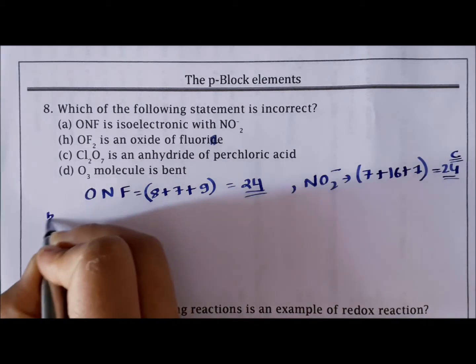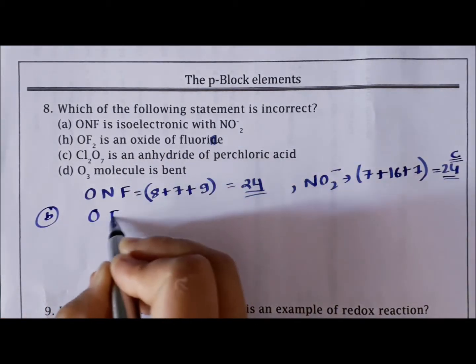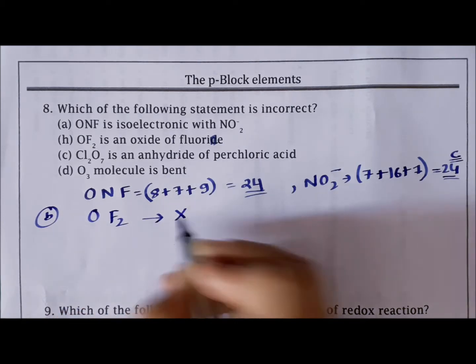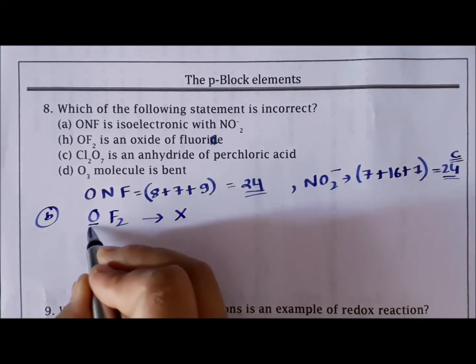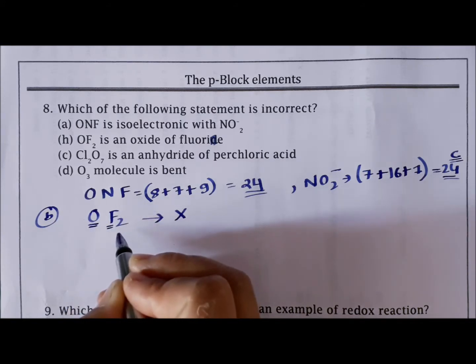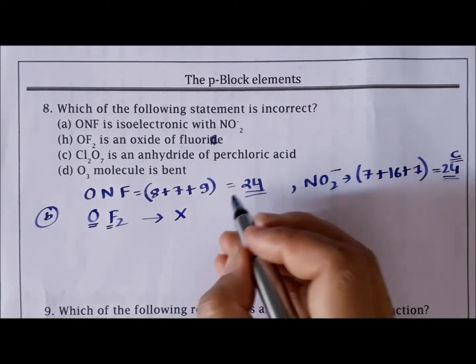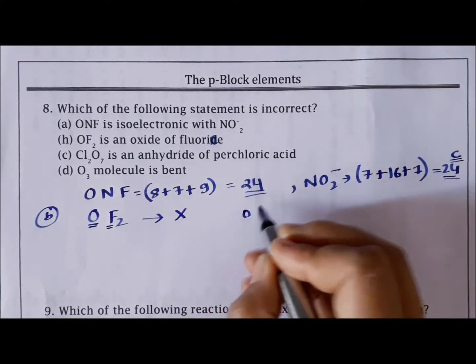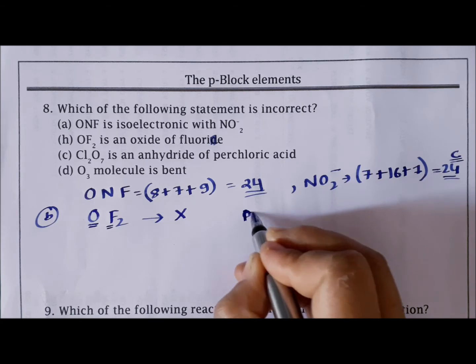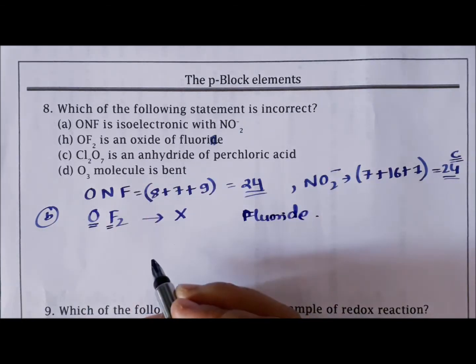Now next B. OF2 is an oxide of fluorine. So this is an incorrect statement. Why? Because among oxygen and fluorine, fluorine is more electronegative, right? So instead of naming the compound oxide of fluorine, it is called fluoride of oxygen. So statement B is incorrect.